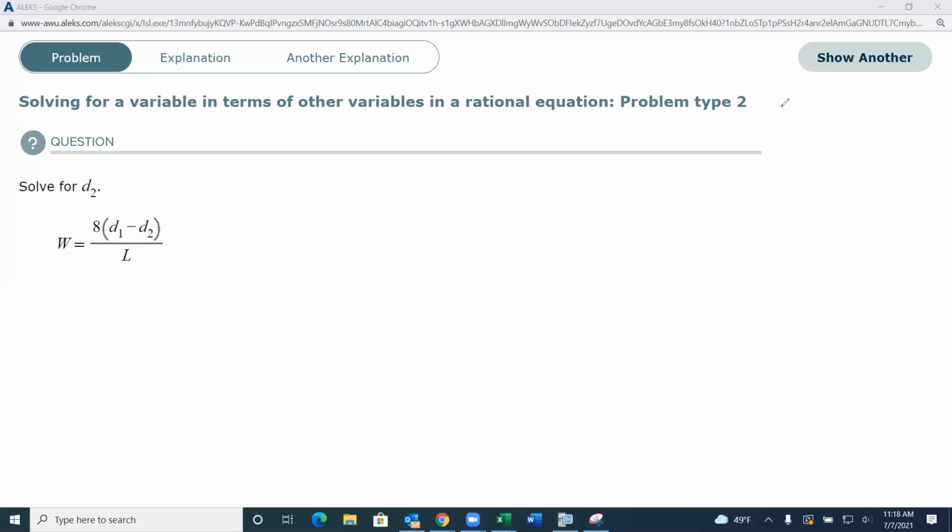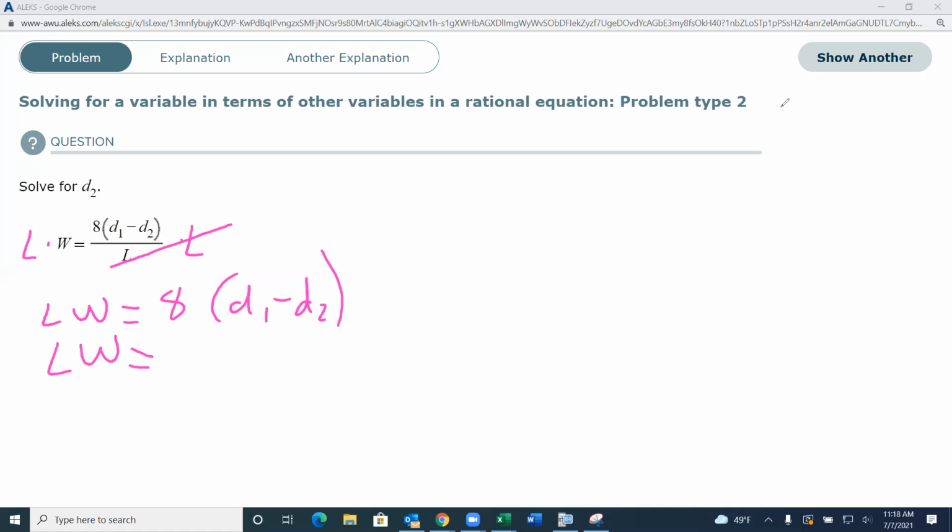Let's see. Well, let's get rid of that denominator because that makes it easier. So multiply by the denominator. Those are gone. I get LW is 8 times D1 minus D2 in parentheses. So to access that D2, it helped to get rid of the denominator. Now it'll help to get rid of the parentheses. So I'll multiply the 8 through the parentheses.